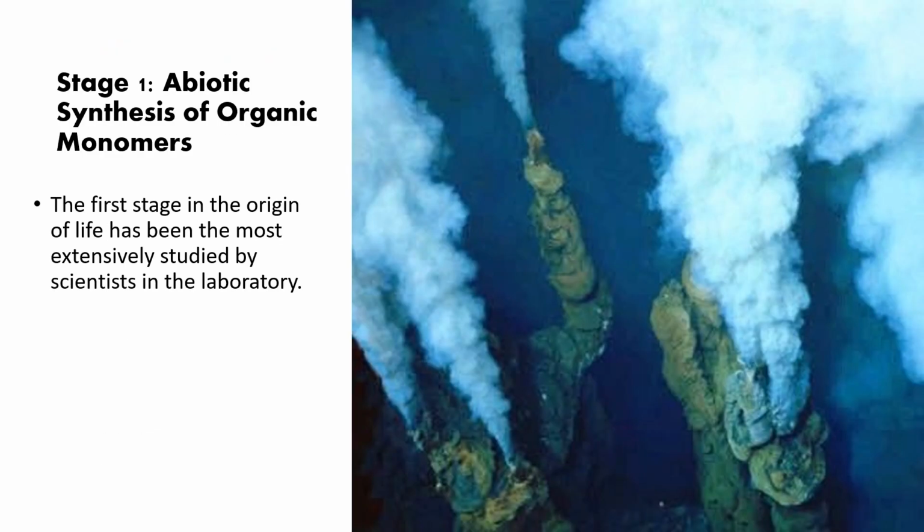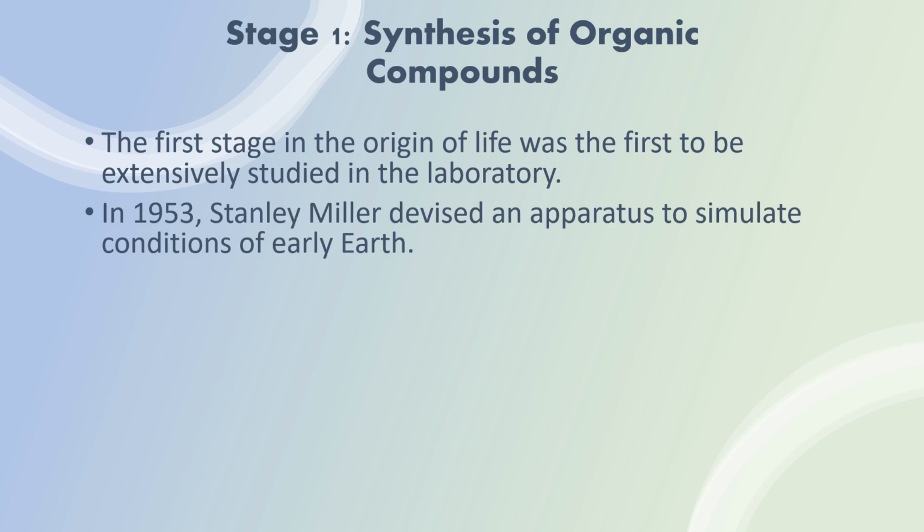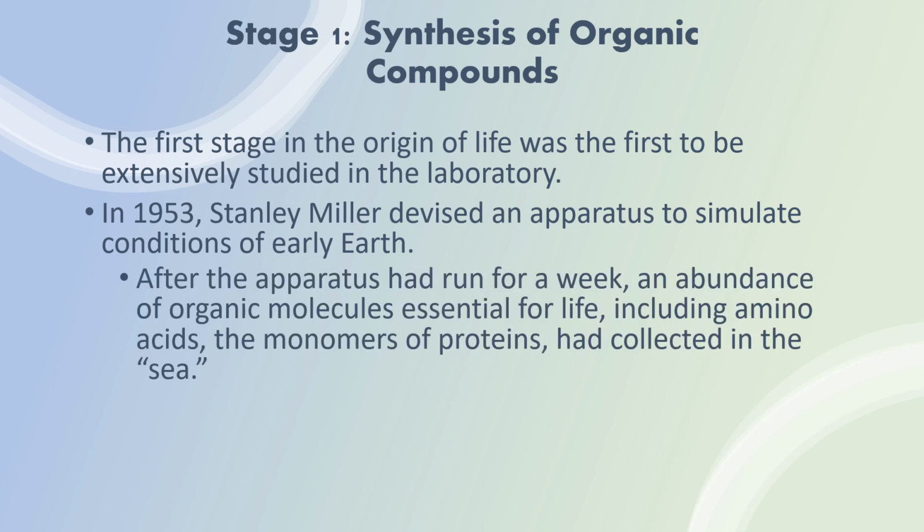The first stage, which is the abiotic synthesis of organic monomers, is the step that has been studied the most. And you might be asking why I'm showing you these deep sea thermal vents, but we believe that this is actually one of the places that the abiotic synthesis of organic monomers began. One of the most important studies that's been done, and one of the earliest, is this study by Stanley Miller in 1953. What he did is he built an apparatus that was able to mimic the conditions of the early planet. He let it run for a week, and at the end of that he found amino acids that had been created spontaneously.